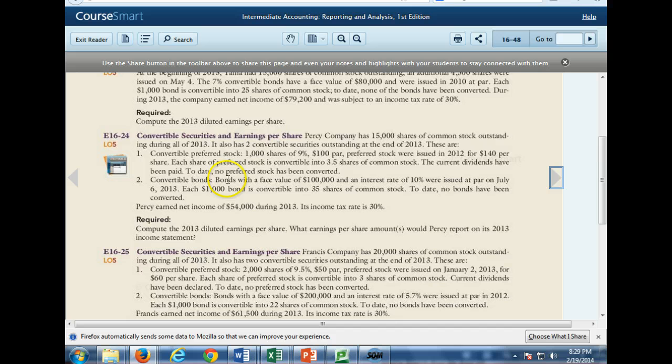Then we have convertible bonds. Bonds with a face of $100,000 and interest rate of 10% were issued at par on July 6. Each $1,000 bond is convertible into 35 shares of common stock. Percy earned net income of $54,000 and has an income tax rate of 30%. Guys, this is just like what we did, isn't it? Kinda? So, compute the 2013 diluted earnings per share.